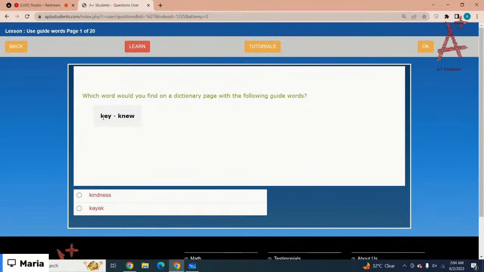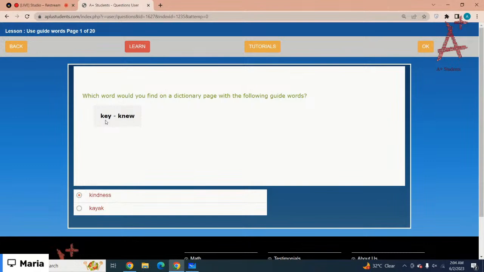See, the first letter is K for all the words. Now the second one here is KE. That means the second letter would be the one that is after E. Got it? So look at both the words. Here you have KI and KA. KA is not the correct option because A is before E. So here you have the word that is in between KE and KN. So it would be kindness. That means kindness is the word that is in between this page.